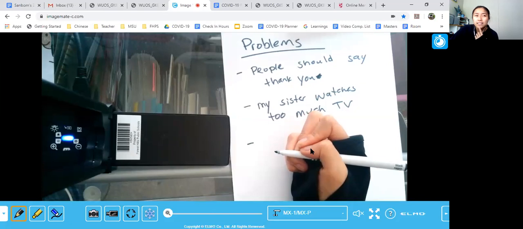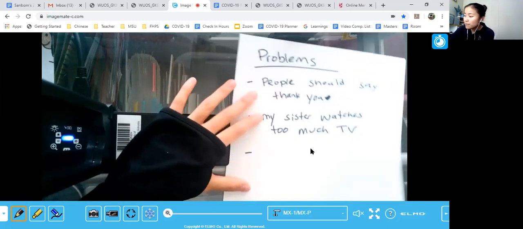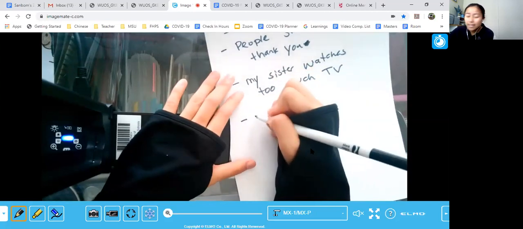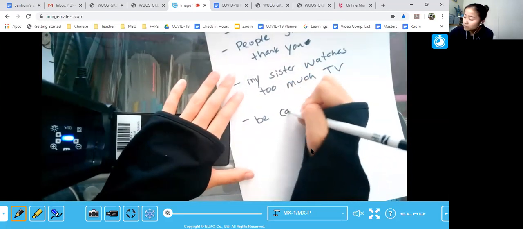Another thing is sometimes people cook something and then they burn it because they go and do something else. Like my mom, sometimes she cooks something and then she goes and does something else and she forgets about it and then it gets burned. So I'm gonna write, people need to be careful. I'm gonna write be careful.